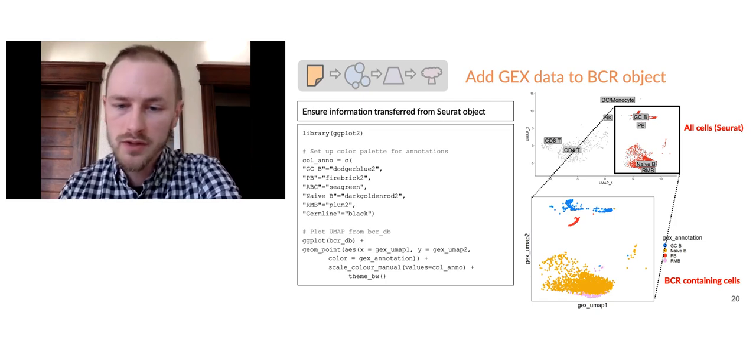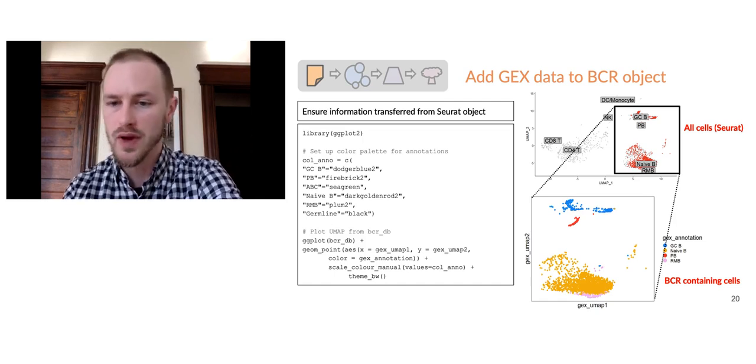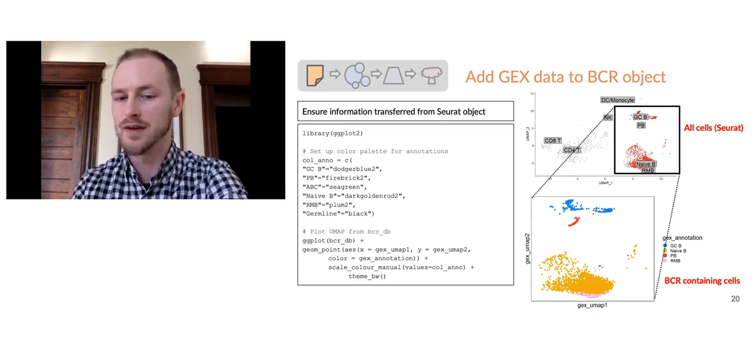As we can see, because we're just using the UMAP coordinates as the X and Y coordinates of our ggplot, this is very much the same shape as our total UMAP that we plotted using Seurat. Of course, it is only the cells that contain BCRs.